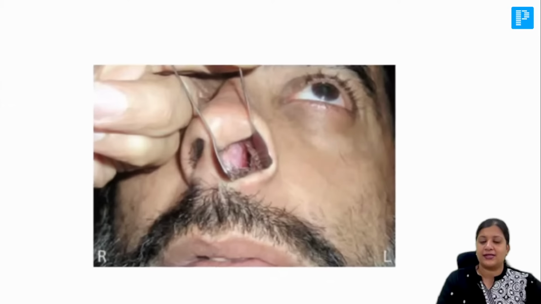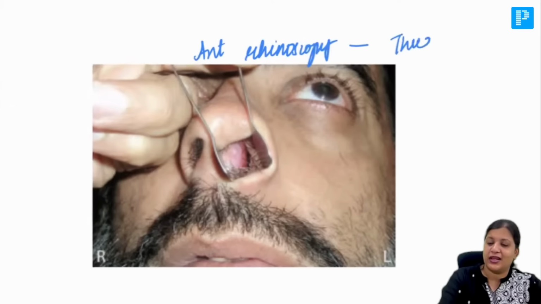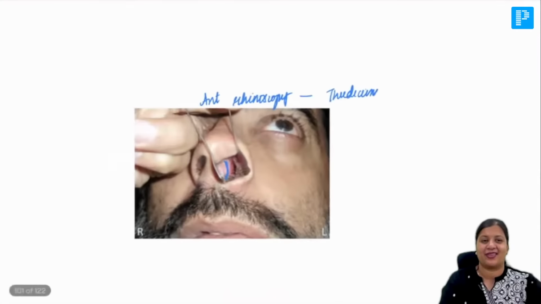Can you tell me what examination is being done in this patient? It is anterior rhinoscopy with which speculum? It is your Thudichum's nasal speculum. So what you're seeing here is the DNS, deviated nasal septum.